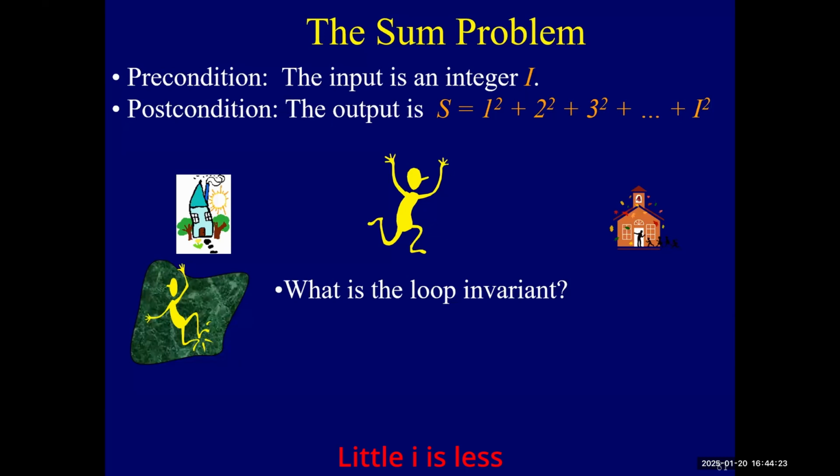Little I is less than capital I. All right, so that's going to be related to the exit condition. And that's always going to be true until we exit, right? But that alone isn't going to get our postcondition, right? We need a loop invariant that says what we know, yeah?